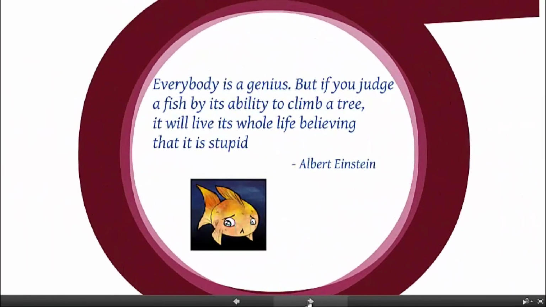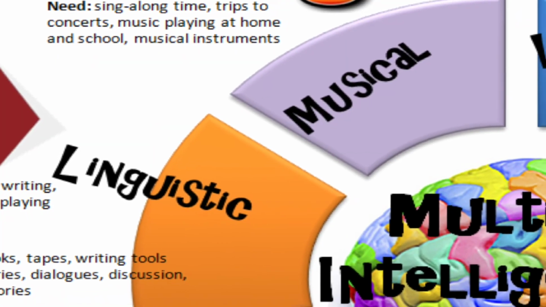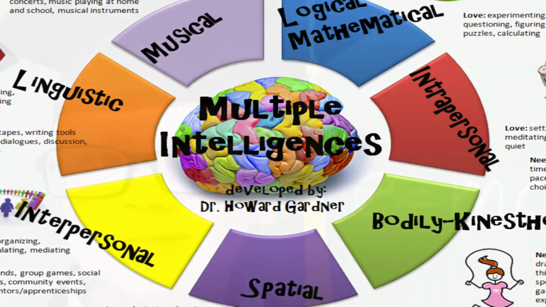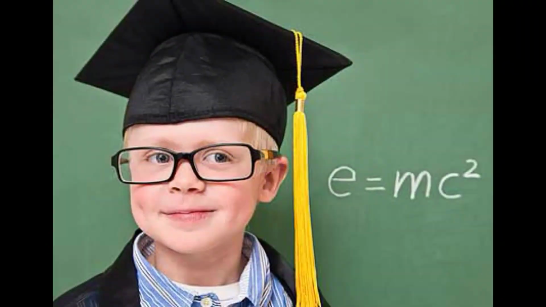The big idea. Albert Einstein once said, "Everyone is a genius, but if you judge a fish by its ability to climb a tree, it will live its whole life believing that it is stupid." As a teacher, it is my job to teach how students learn according to their multiple intelligences, so every student can demonstrate the genius in them.